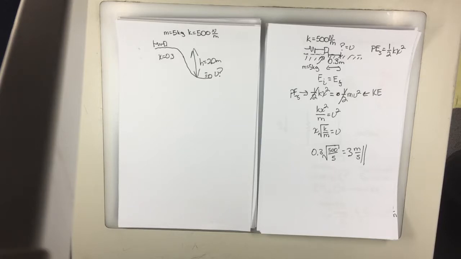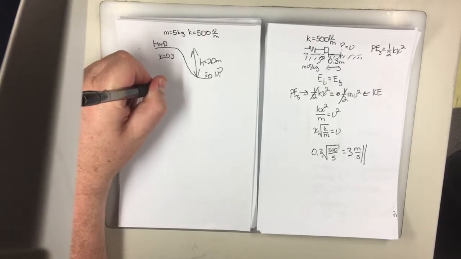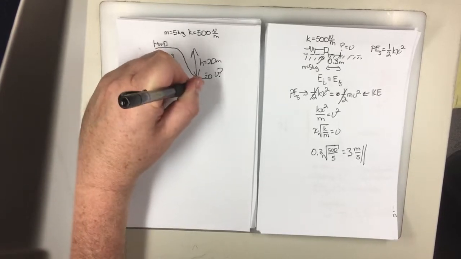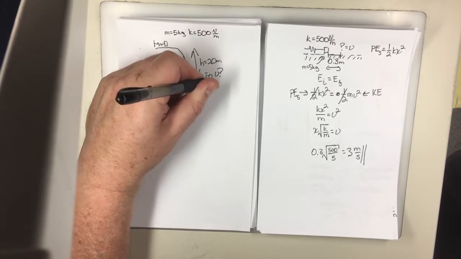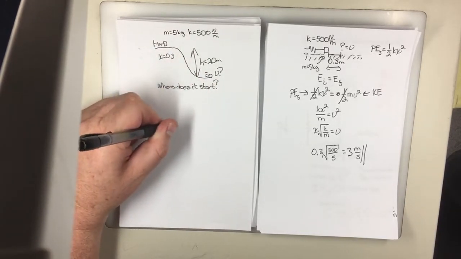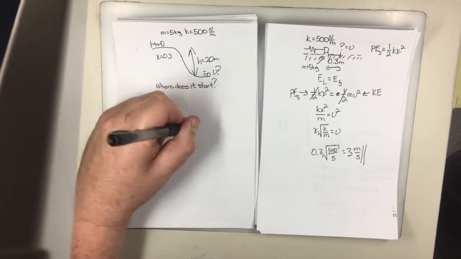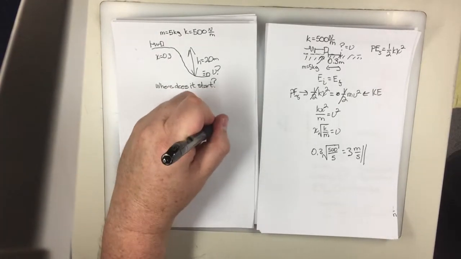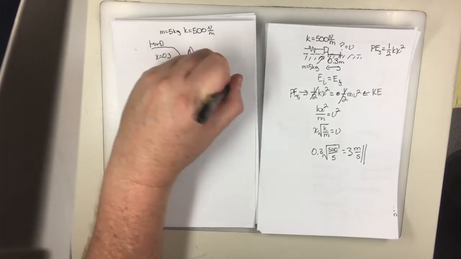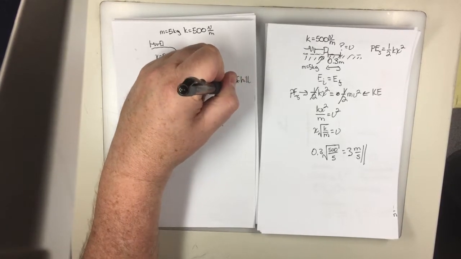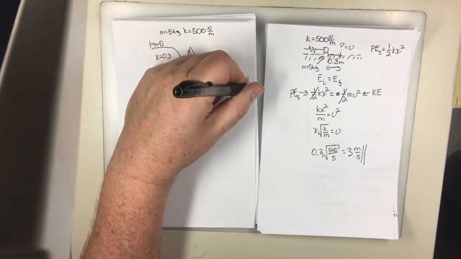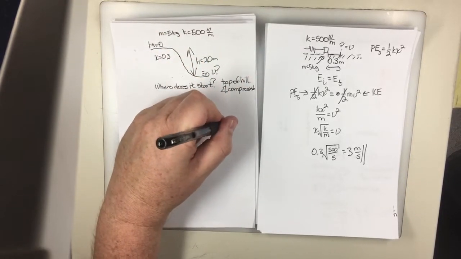If there is no friction, the next questions that I ask are, where does it start, and where does it finish? Its starting position is top of the hill and compressed. The bottom of the hill is its final position.